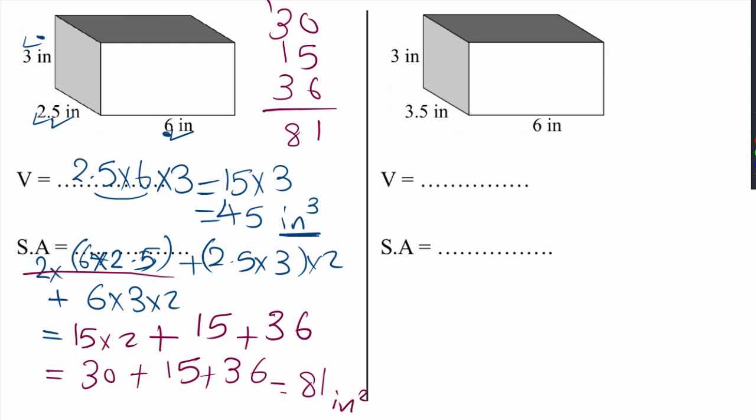With the same steps, with the same concept, find the volume and surface area for the rectangular prism on the right. Pause the video, take your time. Ready? The volume will be 6 times 3.5 times 3. 6 times 3.5 is 21. 21 times 3 is 63. 63 what? Inch cubed.